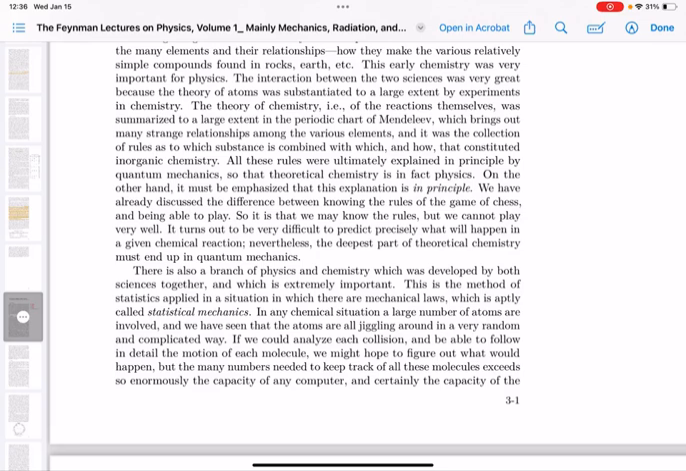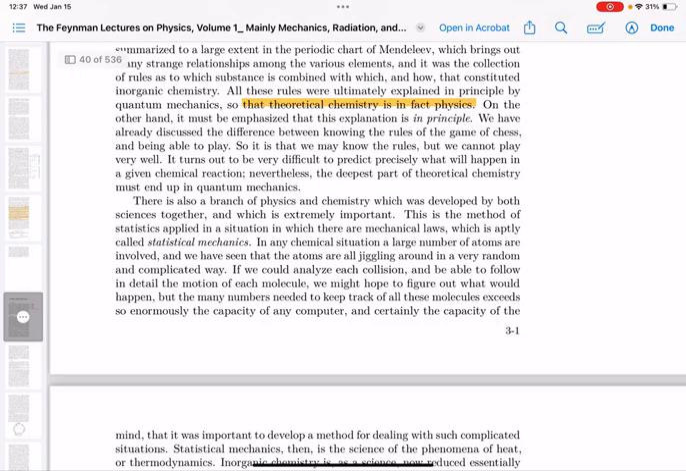The interaction between the two sciences was very great because the theory of atoms was substantiated to a large extent by experiments in chemistry. The theory of chemistry, i.e., of the reactions themselves, was summarized to a large extent in the periodic chart of Mendeleev, which brings out many strange relationships among the various elements, and it was the collection of rules as to which substance is combined with which, and how, that constituted inorganic chemistry. All these rules were ultimately explained in principle by quantum mechanics, so that theoretical chemistry is in fact physics. That's cool.